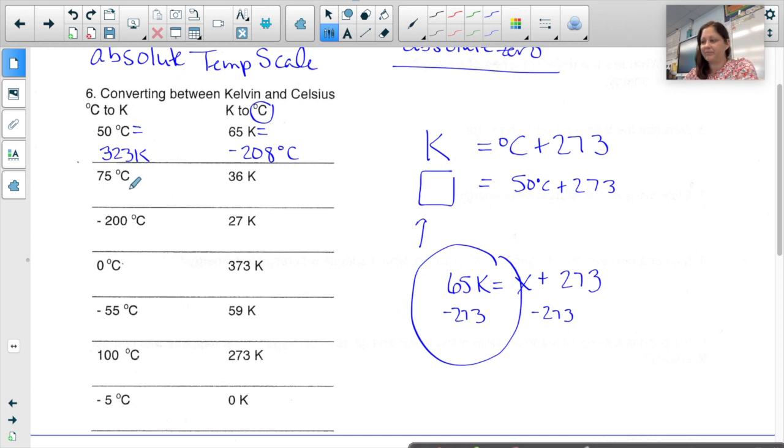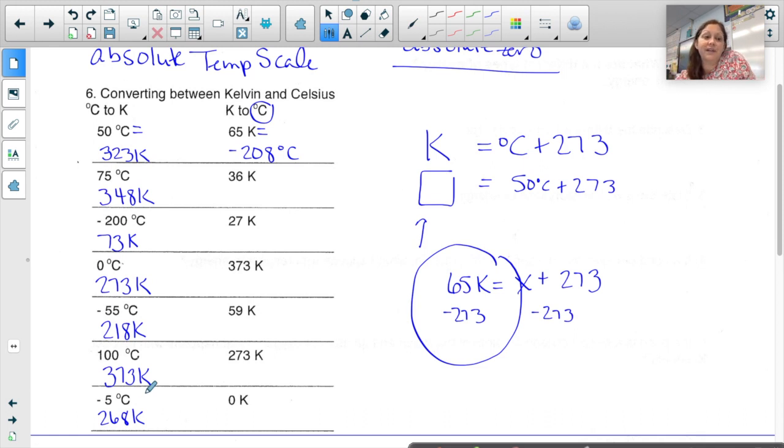But now, if I just jot down the answer key here, 75 degrees Celsius is equal to 348 kelvins. Negative 200 degrees Celsius is equal to 73 kelvins. 0 degrees Celsius is equal to 273 kelvins. Negative 55 degrees Celsius is equal to 218 kelvins. 100 degrees Celsius is equal to 373 Kelvin, and negative 5 degrees Celsius is equal to 268 Kelvin.